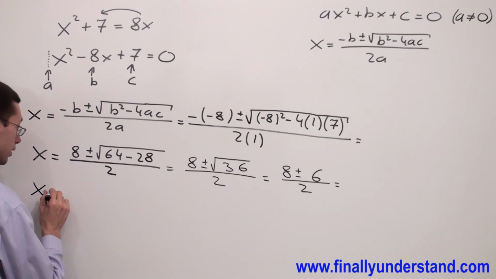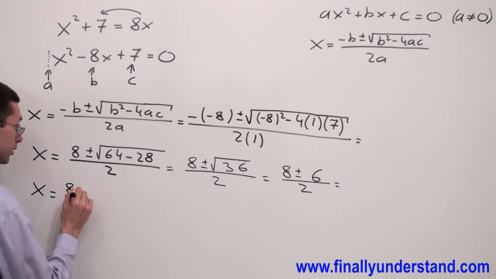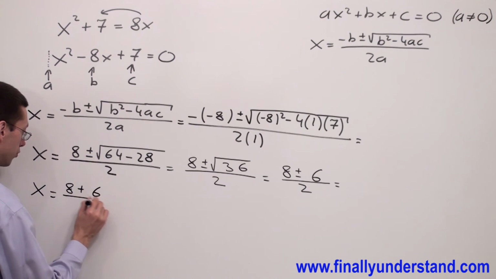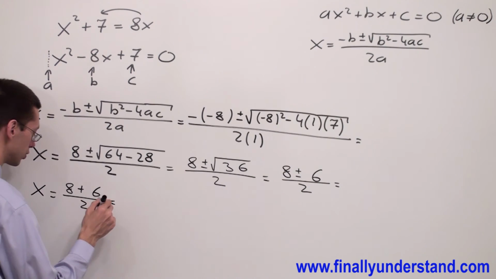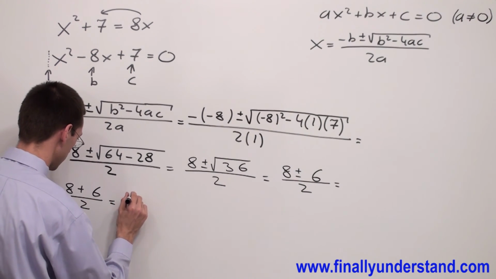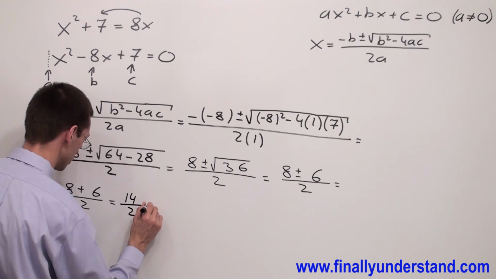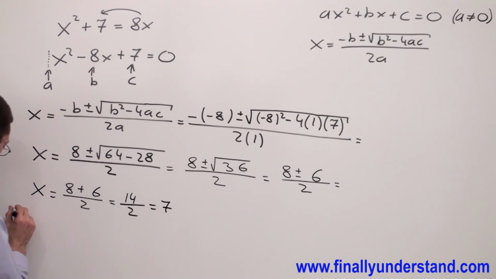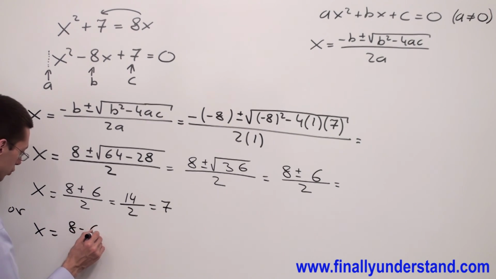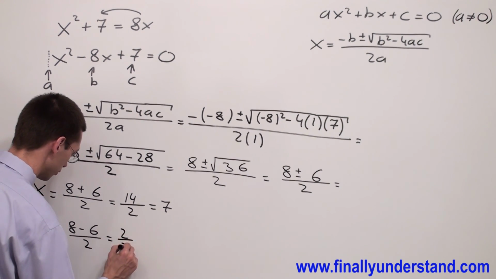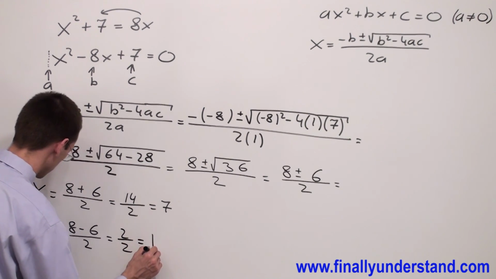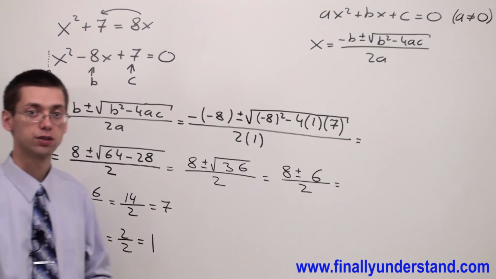x equals 8 plus 6 over 2, which is 8 plus 6 is 14 over 2, which is 7, or x is equal to 8 minus 6 over 2, 8 minus 6 is 2, 2 over 2 is 1. So these are the solutions to my problem.